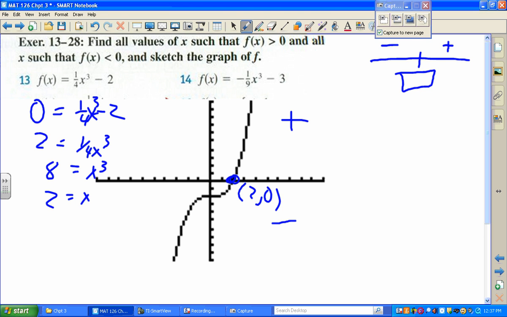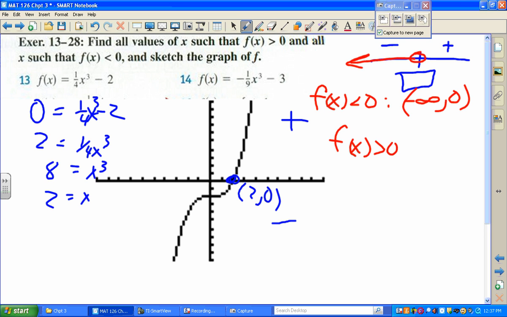Now, for the values such as negative, for f of x negative, that's nothing more than negative infinity to 0. Double sets of parentheses because it can't equal 0. And for positive, again, from 0 to infinity. Sometimes you can solve these manually. Sometimes you're going to have to solve them on the calculator. Just depends on the level of question. All right. Ready? Any other questions?